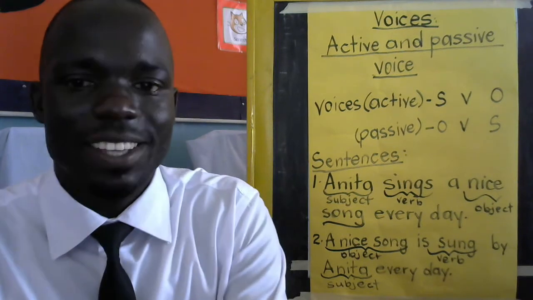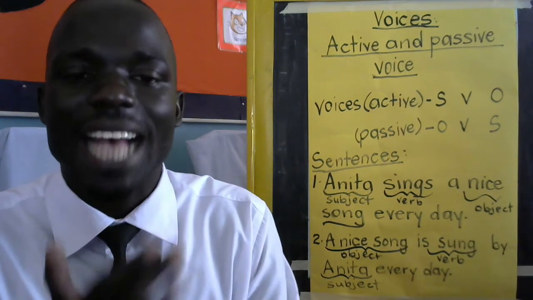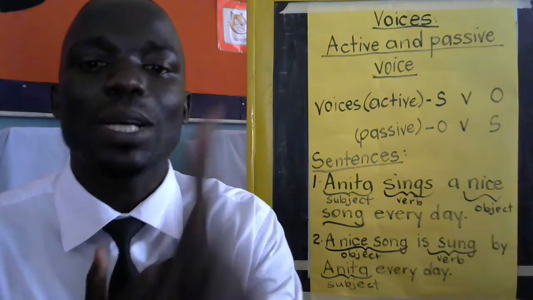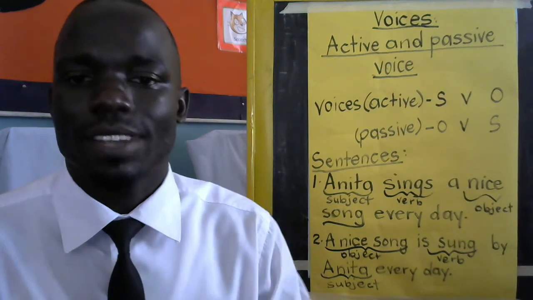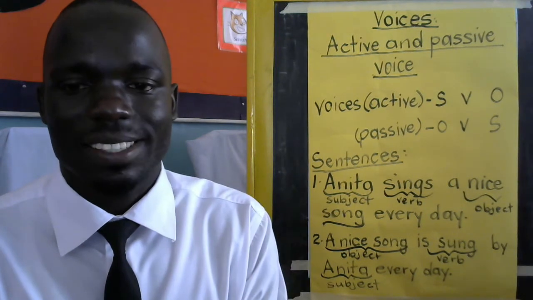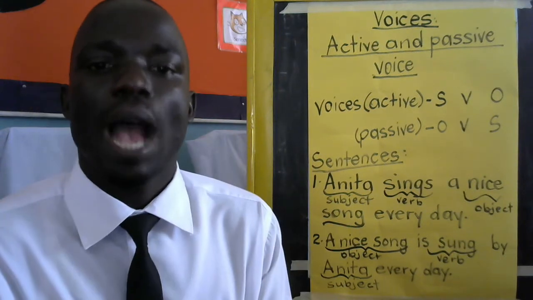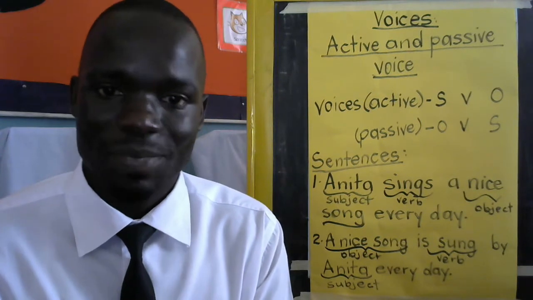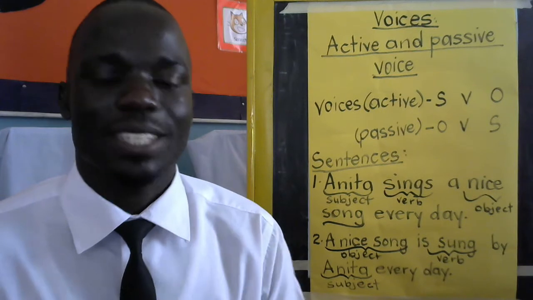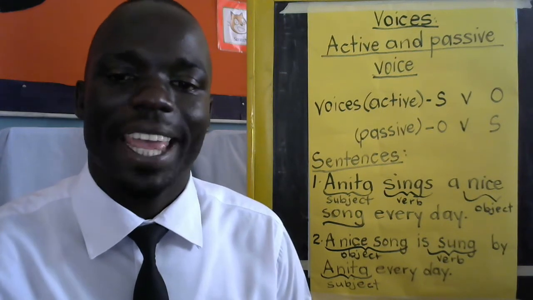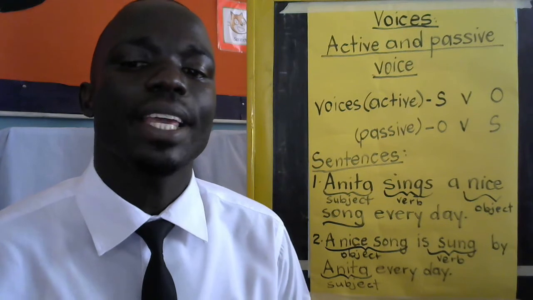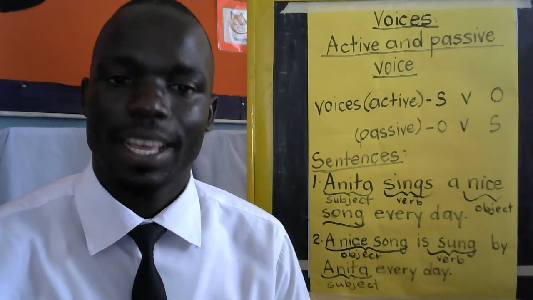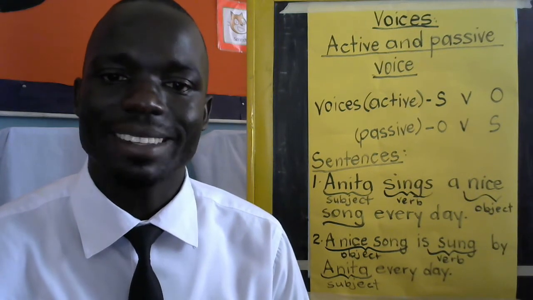We are using is because we have been given a sentence in present simple tense. And our subject is singular. So we are going to use is. So if we were given a plural subject, we would use the helping verb are before the past participle. We are dealing with the passive voice. So we come again and say a nice song is. Then we get the past participle of our main verb, sing. And the past participle of the main verb sing is sung.